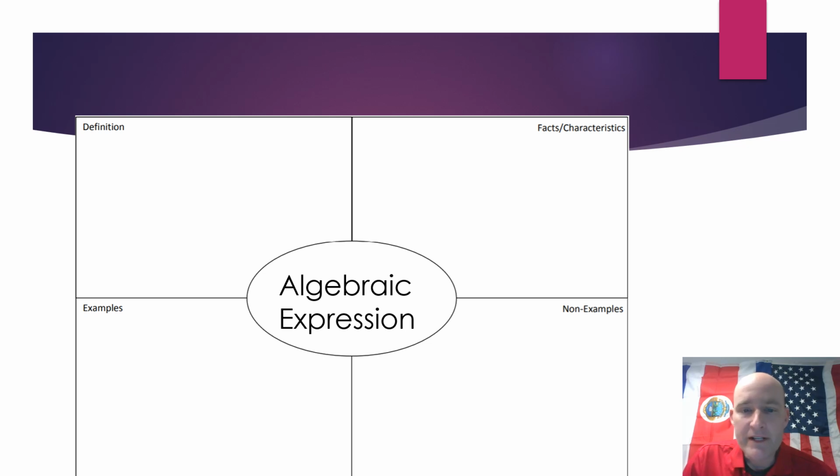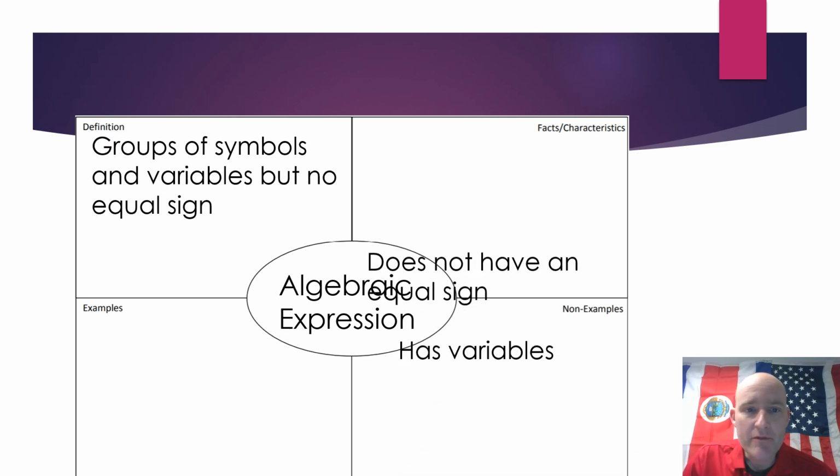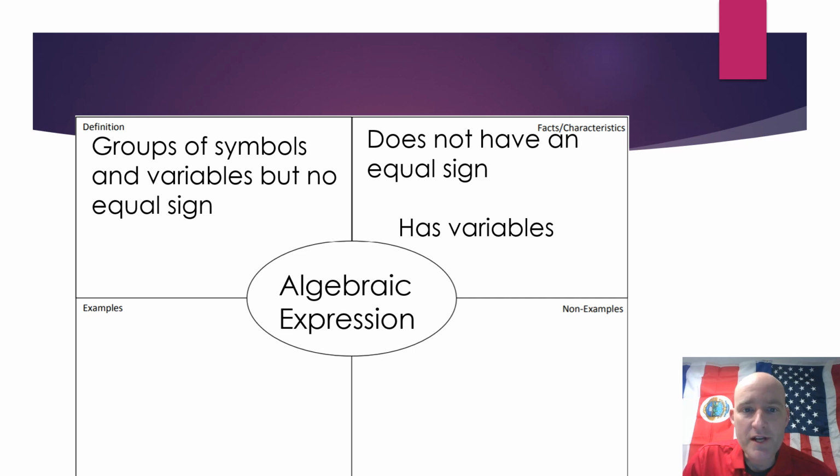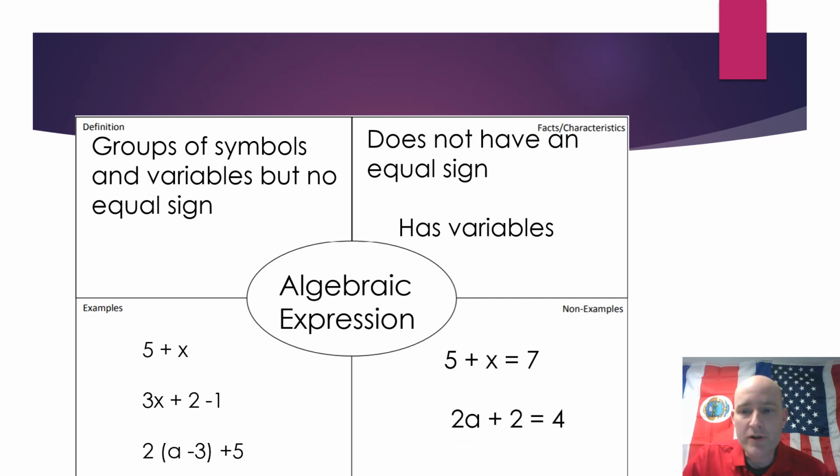Okay? An algebraic expression is different. That would be groups of symbols and variables, but no equal sign. It does not have an equal sign and it has variables. For example, these are algebraic expressions because they have a variable and either a constant by itself. It also has no equal sign.